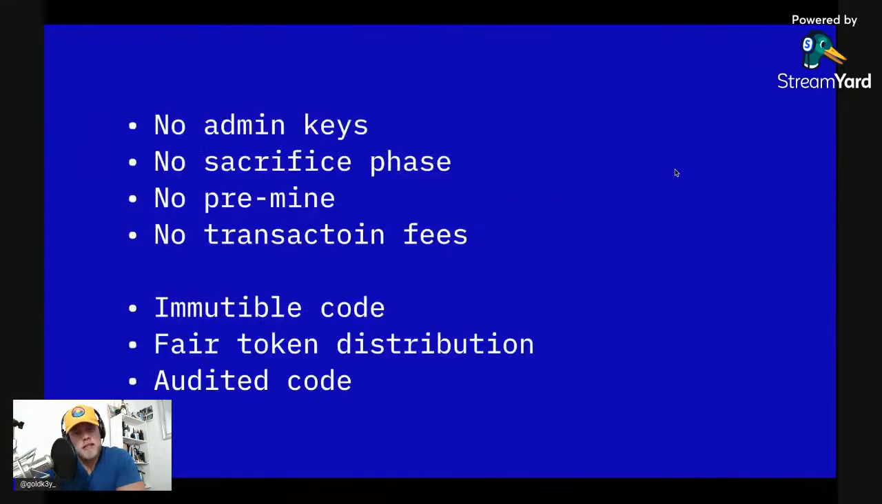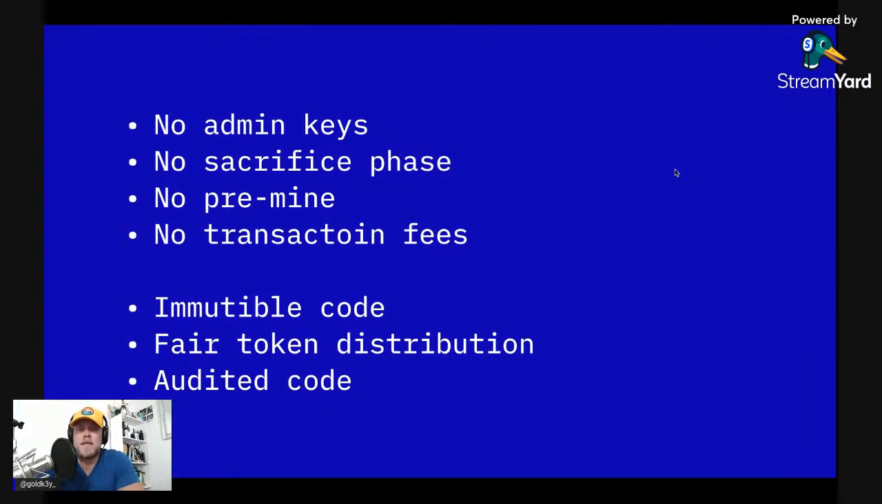So this is a Richard Hart inspired project, and in saying that, a lot of the thought and the approach that we took with this was following the standards set by Richard Hart himself. So, no admin keys. This no sacrifice phase is something that I think is really important right now with launching a product. There are just so many sacrifice phases going on, and I know a lot of people are really tired of those. So Maximus actually doesn't have a sacrifice phase.